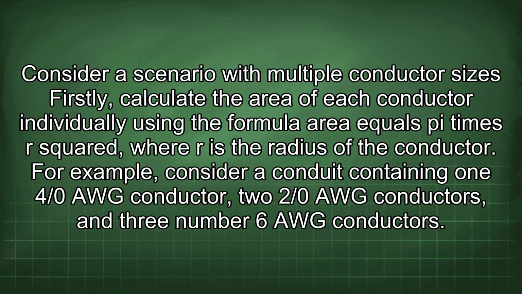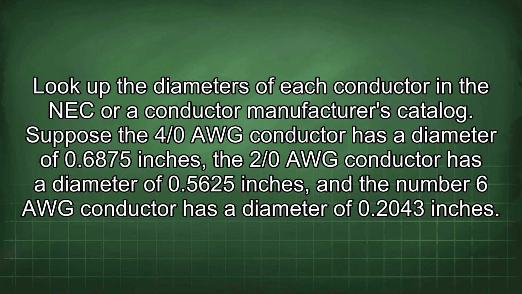Consider a scenario with multiple conductor sizes. Firstly, calculate the area of each conductor individually using the formula area equals pi times r squared, where r is the radius of the conductor. For example, consider a conduit containing 1 4/0 AWG conductor, 2 2/0 AWG conductors, and 3 number 6 AWG conductors. Look up the diameters of each conductor in the NEC or a conductor manufacturer's catalog.